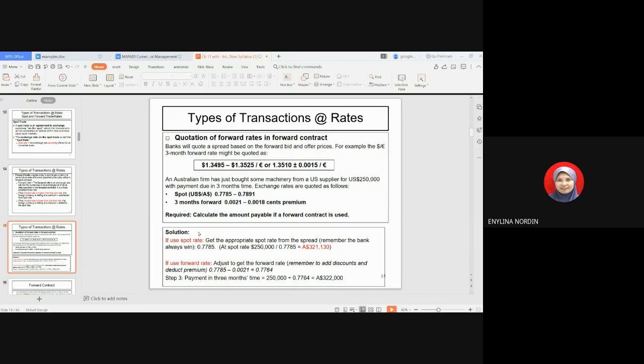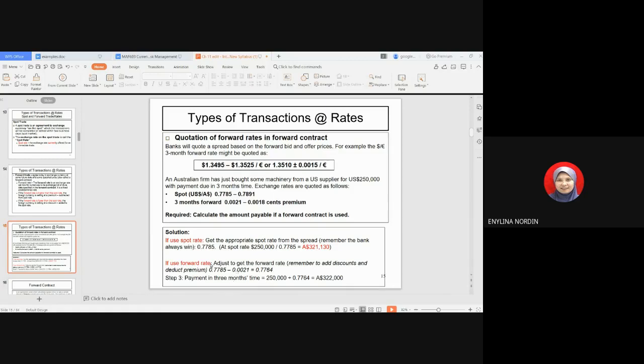But what happens if the Aussie firm uses the forward rate, that means entering into the forward contract? What is the rate that is going to be used, and what rate is fixed or specified in that particular contract? Then you need to know the discount or the premium. Here it is mentioned in the example that it's a premium. So the premium must be subtracted from the spot rate, the current rate.